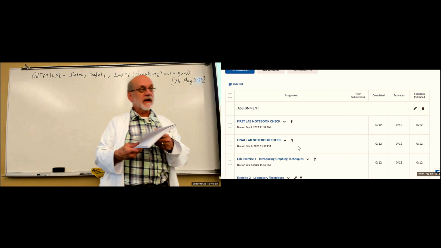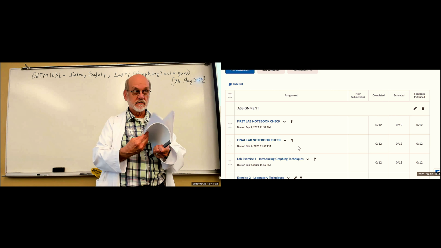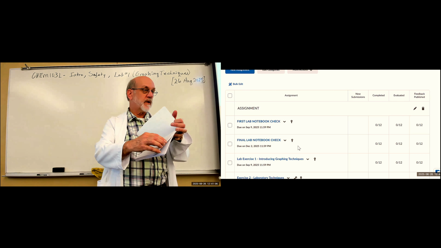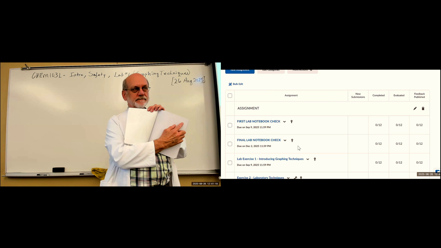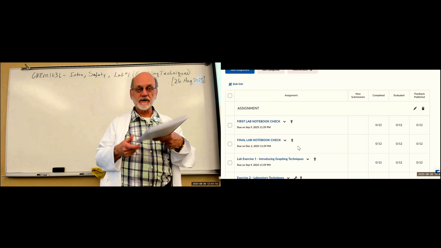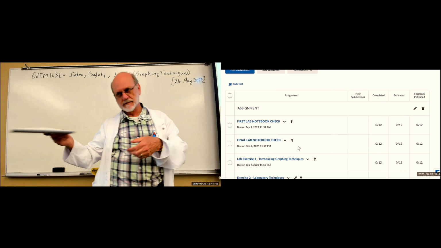But that's how you set up your lab notebook, right? That information, number every page, right? And then go to the first page or maybe the third page if you want and write your table of contents. That's all you need for the first lab notebook check to see if you've got it ready to go to business.